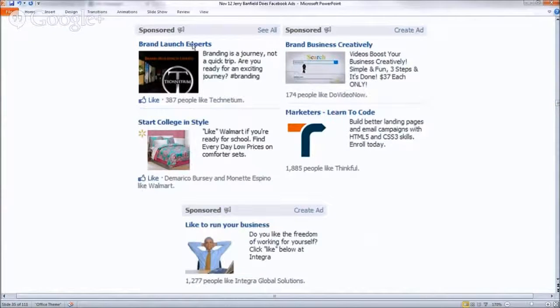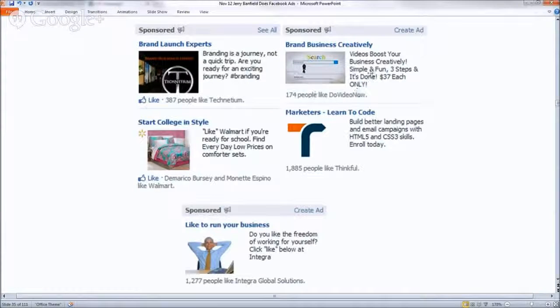Brand launch experts. I hope they don't mean online branding, because 387 people liking their page, and I checked it just now since I took the screenshot a couple of months ago, this page is only up to 400 and something now. They are not even launching themselves online, let alone would I trust them to launch my company online.